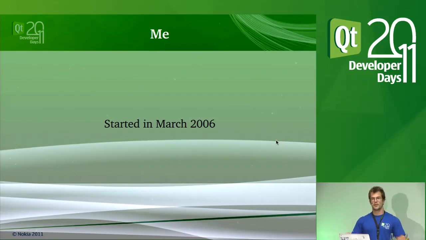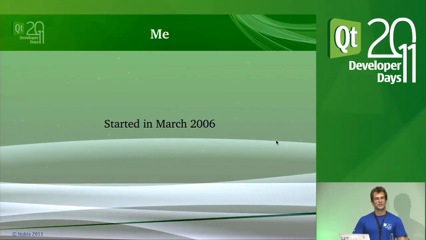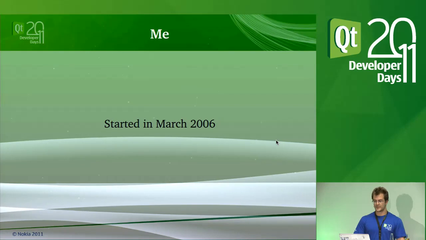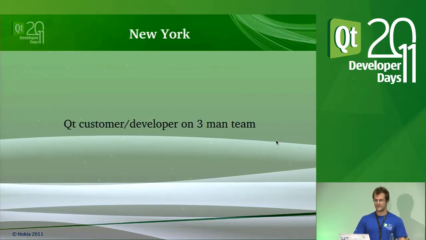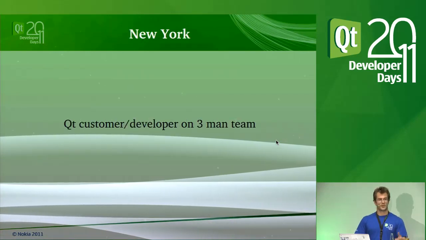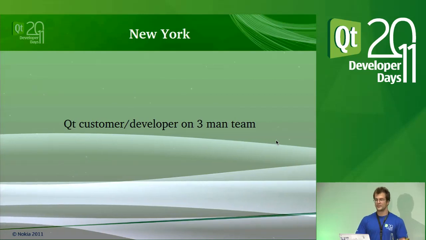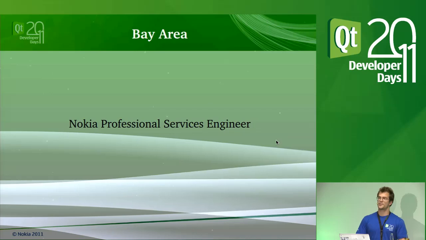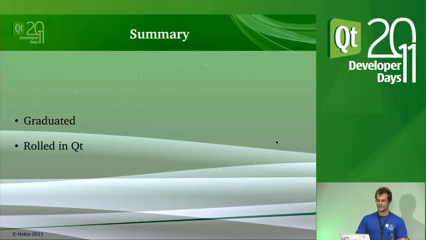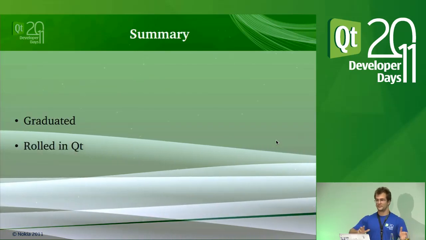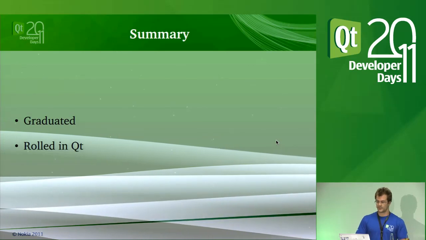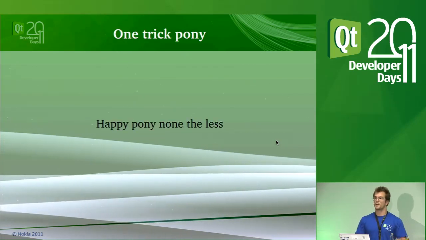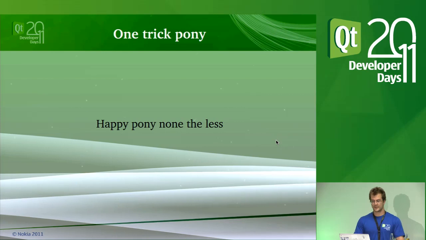A little bit of background about myself. I started at Trolltech in Oslo in 2006 as a support engineer. I then migrated to New York, where I worked as a commercial customer, before heading over to the Bay Area, where I started operating as a professional services engineer. So basically, I graduated from university and have been rolling around in Qt land ever since, which makes me something of a one-trick pony, but a happy pony nonetheless.